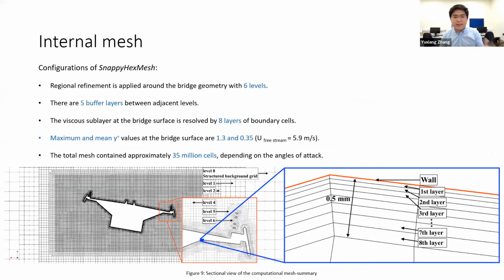There are 6 levels of refinement within the mesh. 5 layers were added between adjacent levels. Boundary layers contain 8 layers of cells that have an overall thickness of 0.5 millimeters. Maximum and average Y+ values at the bridge surface are 1.3 and 0.35. The total mesh contains approximately 35 million cells, but that might vary with different configurations of the geometries.